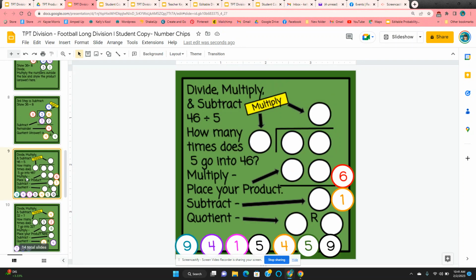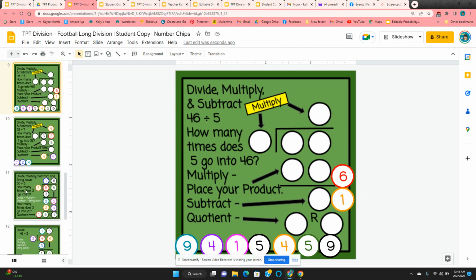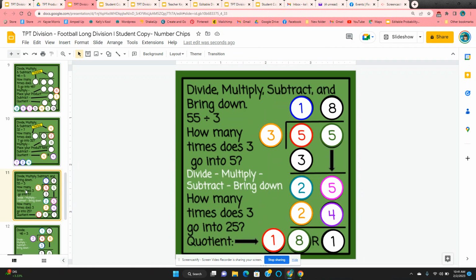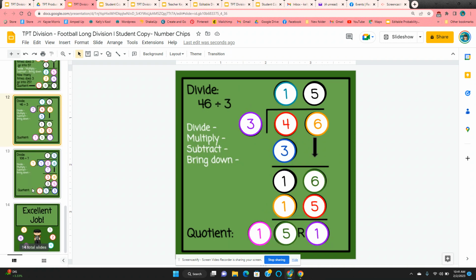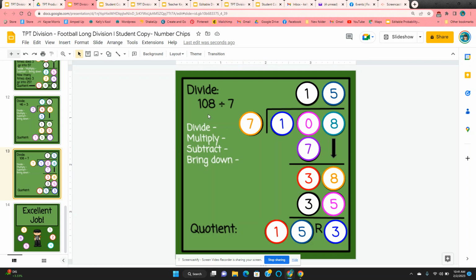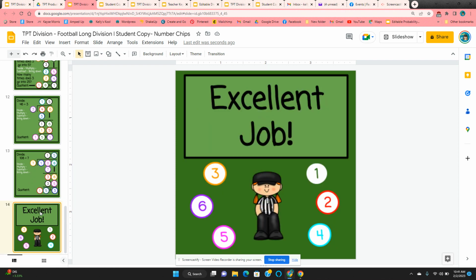So they're just going to continue doing this, walking it through the steps. Eventually, they're going to do more of the work themselves without any prompting. And then the final slide, they're pretty much going to do this all on their own. But all of the numbers, again, for each slide are on here. Now, when they get to the end, they get just a slide that tells them they did an excellent job.